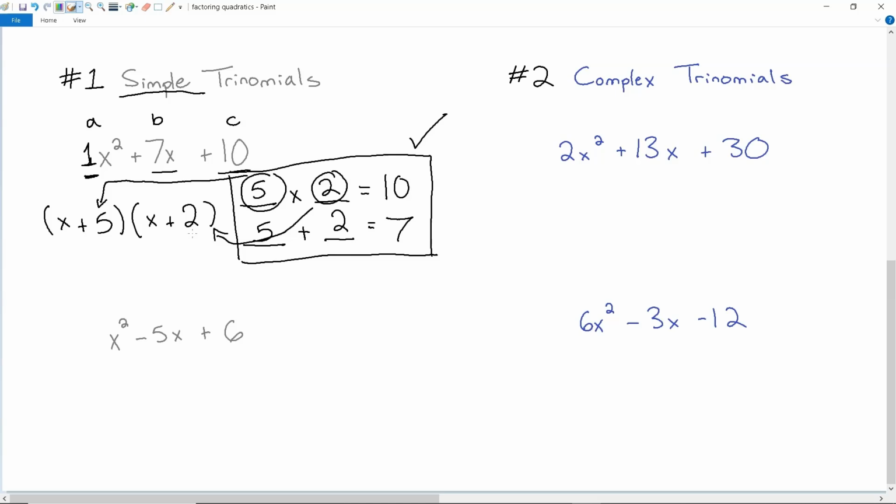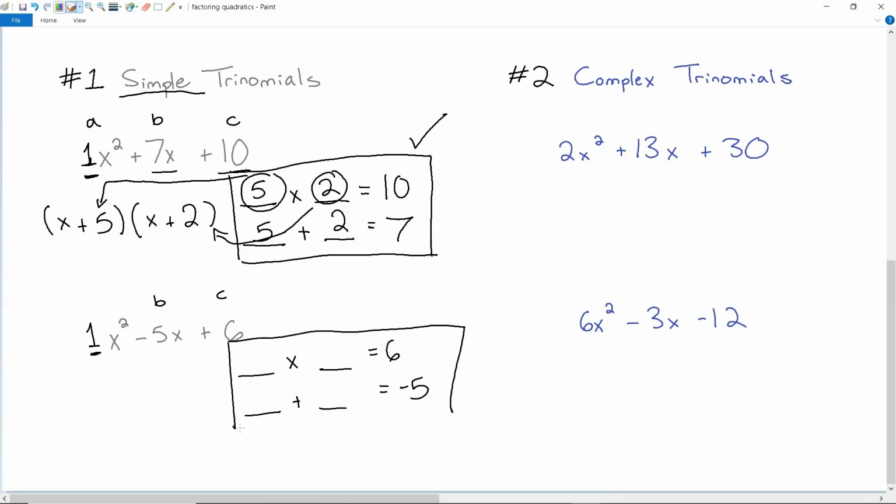Let's go over one more example just to really emphasize the rules. Once again, leading coefficient of 1. In this case, we want to multiply 2 numbers to give us a 6 and add 2 numbers to give us a negative 5.